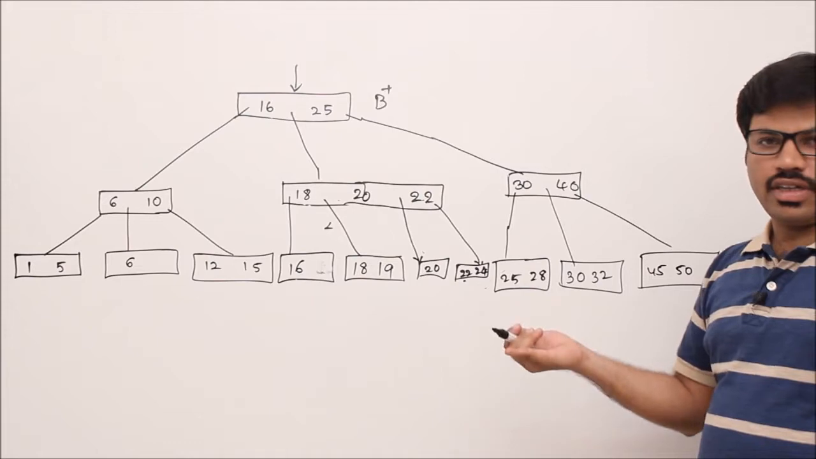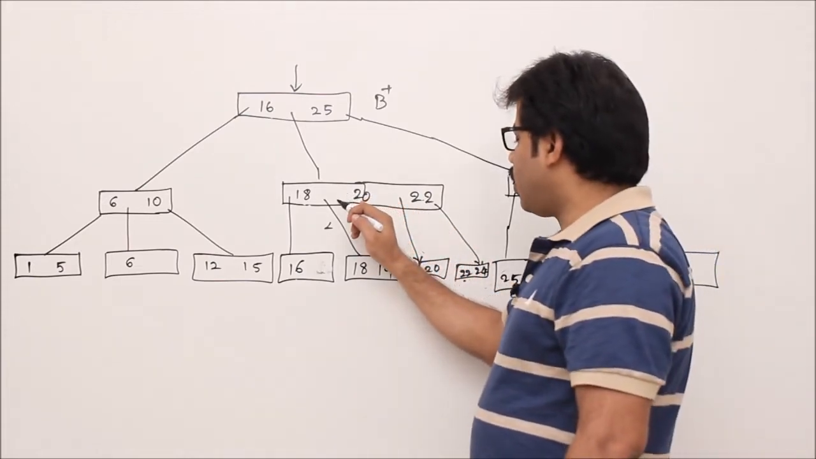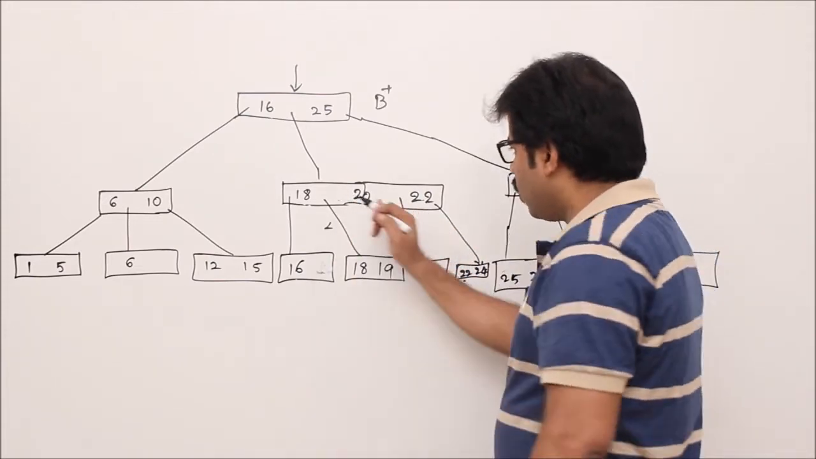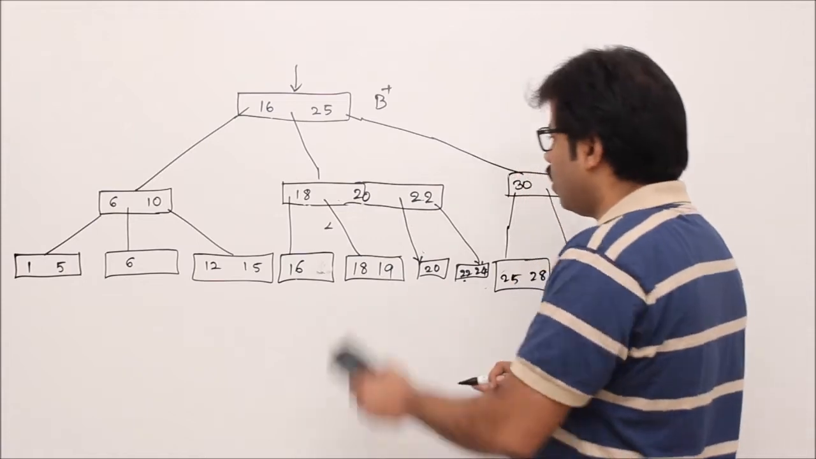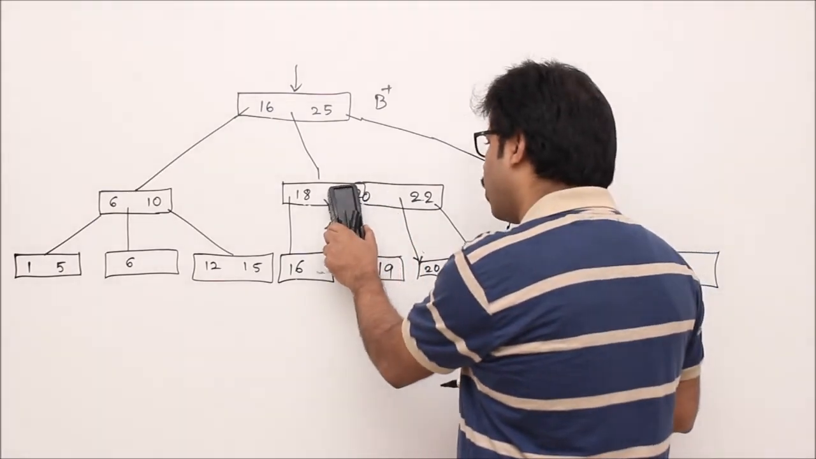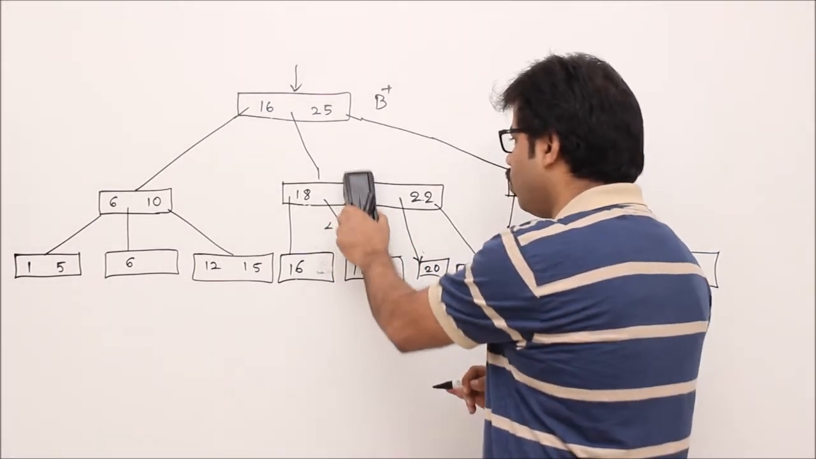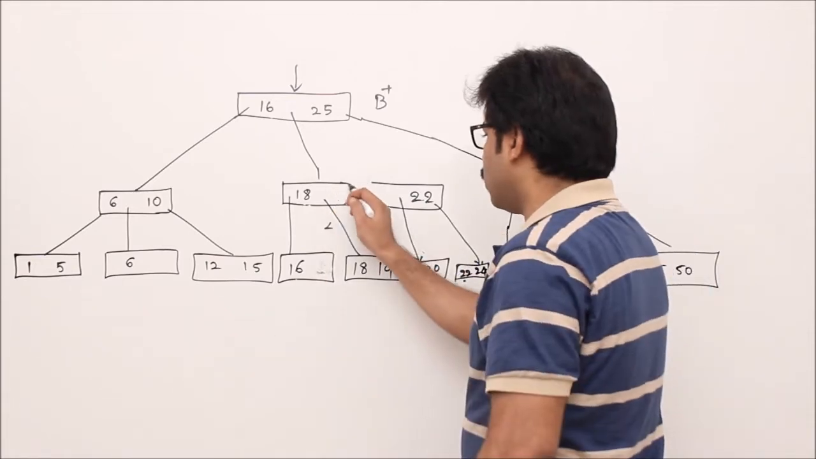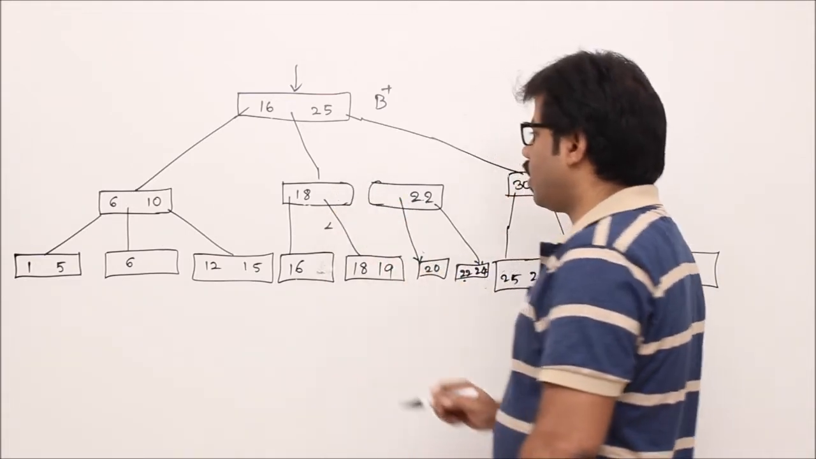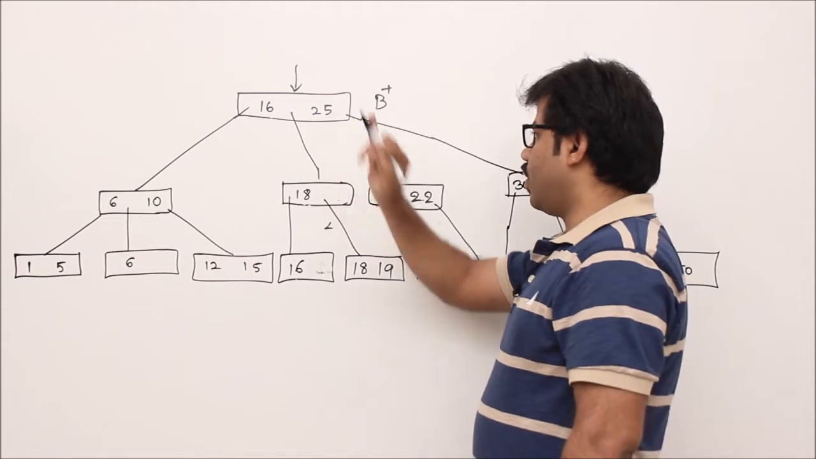Then we have to resplit, correct? So here when you split 20, what happens? 20 will go to the next level, right? So we divide this into two parts. 20 is going up. So this is one thing, this is one thing, correct? So 20 is going to the next level.